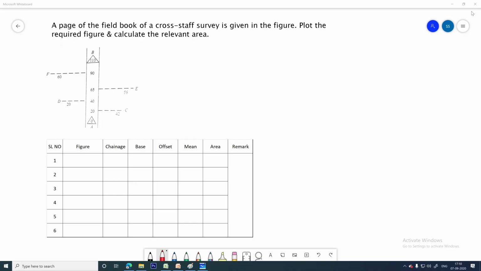So hello everyone. Today we will continue the chapter that is measurement of area. In the last class we solved some numericals on Simpson's one-third rule and trapezoidal rule. Today we are going to solve a practical problem. Let us see. Okay, this is the problem.